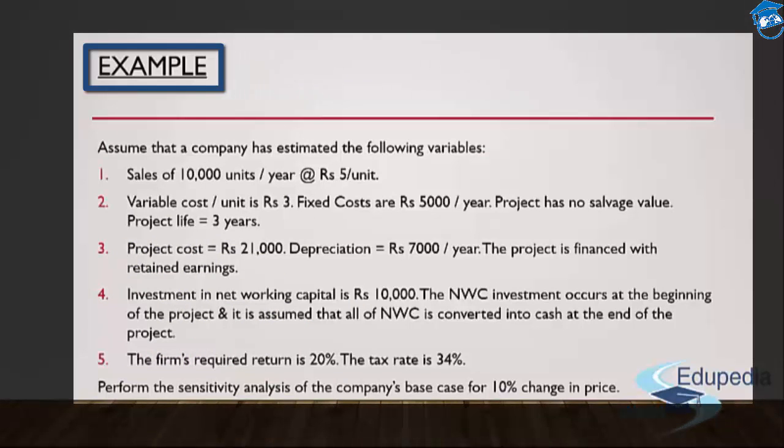My next topic will be the example for it. Assume that a company has estimated the following variables. Number one, sale of 10,000 units per year at rupees 5 per unit. Number two, variable cost per unit is 3, fixed costs are 5,000 per year. Project has no salvage value, project life is 3 years. Project cost is 21,000, depreciation is 7,000 per year. Project is financed with retained earnings. Number four, investment in net working capital is 10,000.